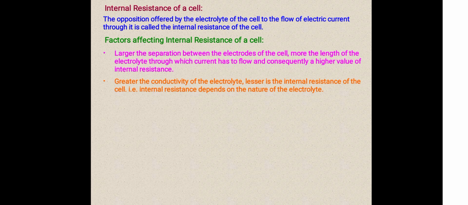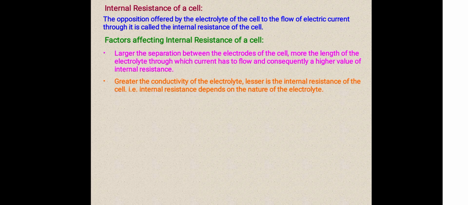The resistance offered by the electrolyte of a cell to the flow of current between its electrodes is called the internal resistance of a cell. Or you can also say the opposition offered by the electrolyte of the cell to the flow of electric current through it is called internal resistance of a cell.